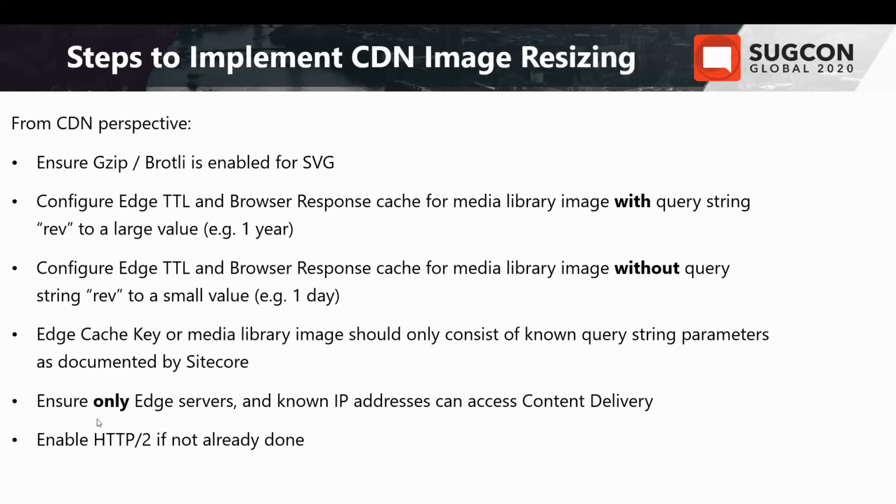Also ensure only the edge service and known IP addresses can access content delivery. So CloudFlare has a list of IP addresses available that you can set your ACLs to, and Akamai customers should get the list of ACLs from Akamai Site Shield. And then also some of the IP addresses, things like your office IP address or your home IP address, because everyone's now working from home. Sometimes you want to go to the website content delivery directly without going through the CDN, so those IP addresses should also be whitelisted. Enable HTTP2 if you have not already done so as well.